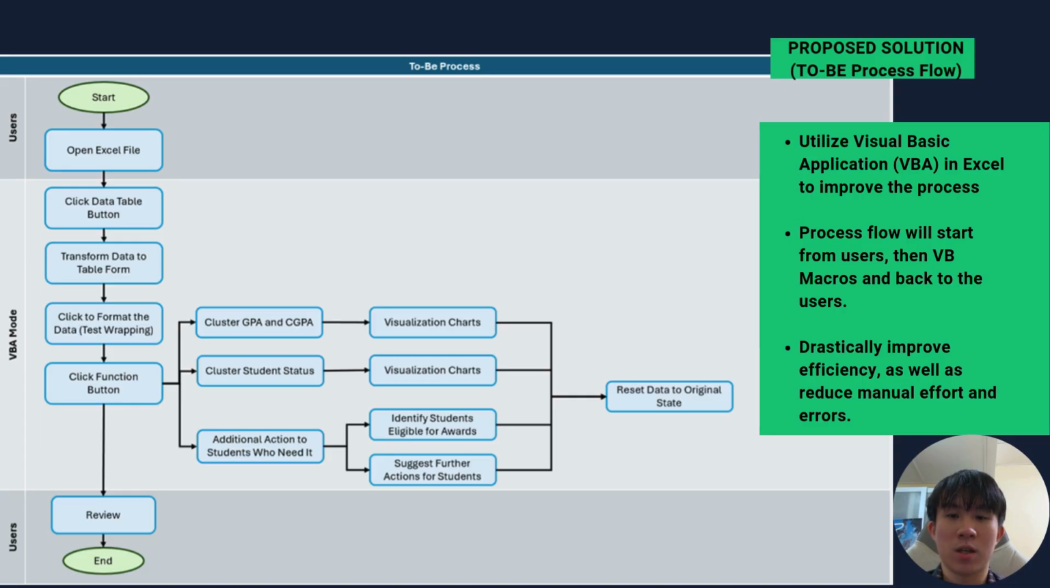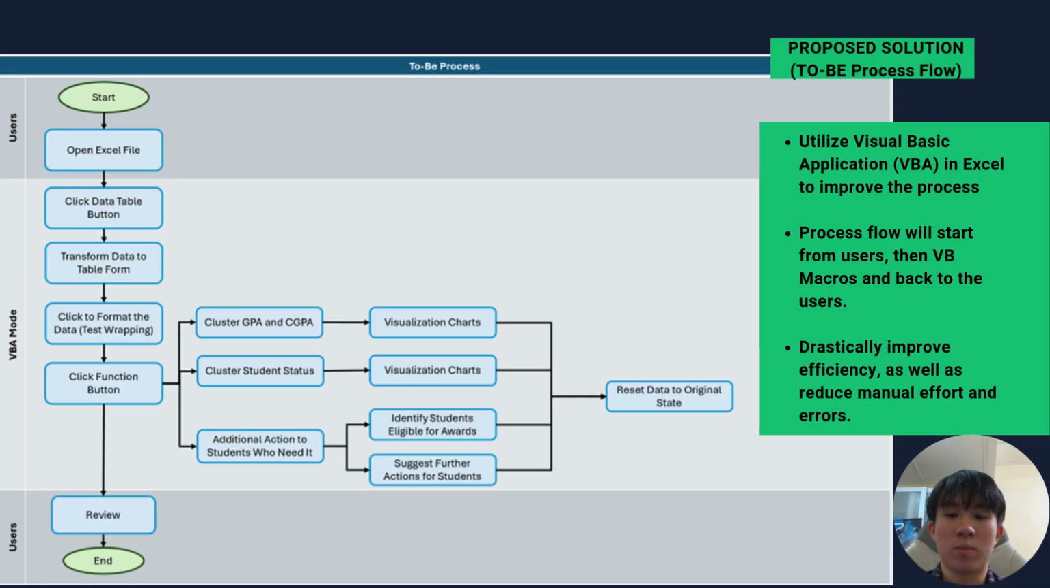Just like the AS-IS process, the first step involves opening the Excel file. Moving on, users can now click a VBA button to convert the raw data into structured table format. This step automates the initial data preparation, saving time and eliminating the need for eyeballing the data. Once the data is transformed into a table format, we can click the VBA button to apply text wrapping and other necessary formatting to enhance the readability of the data. Once the data is formatted, it is ready for further processing using more VBA functions. The first step in this stage is clustering the data based on GPA and CGPA or student status.